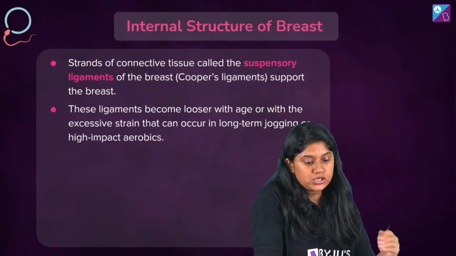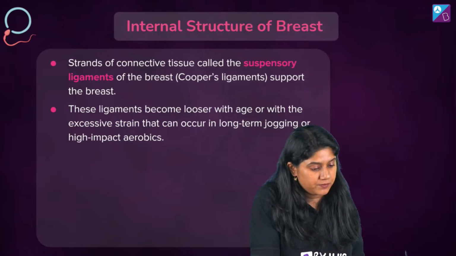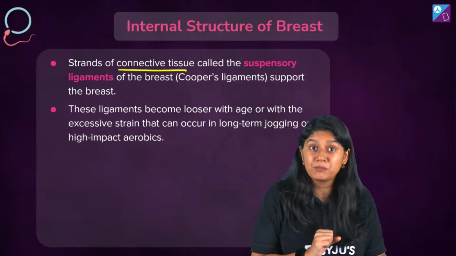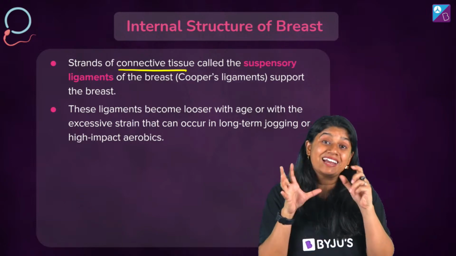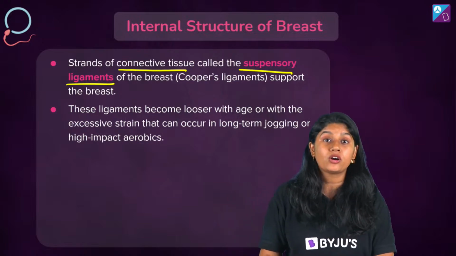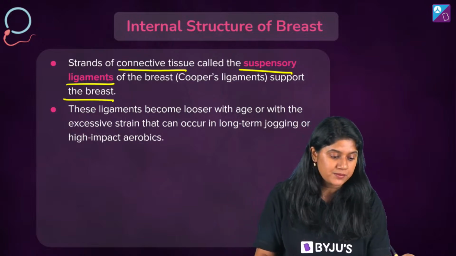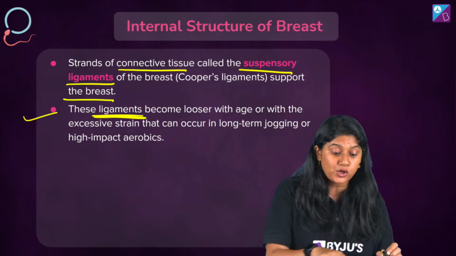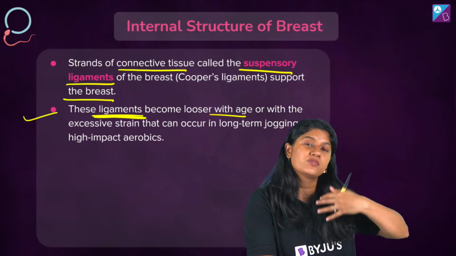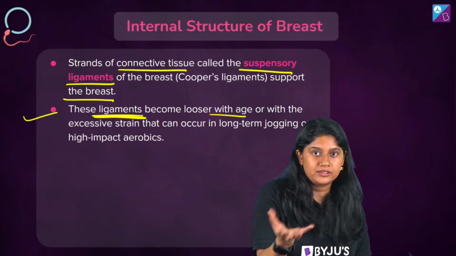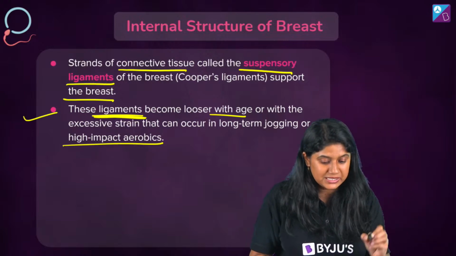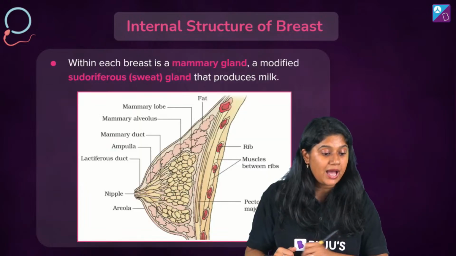Now let's talk about the internal structure of the breast. We have the connective tissue over here. Again, a very important question that can be asked, right? The strands of the connective tissue, called the suspensory ligaments of the breast or the Cooper's ligaments, support the breast. The ligaments loosen with age or with excessive strain on the breast area. So of course we'll see sagging happening.